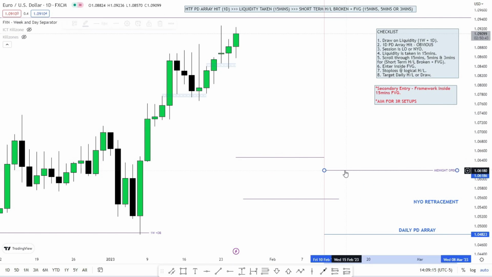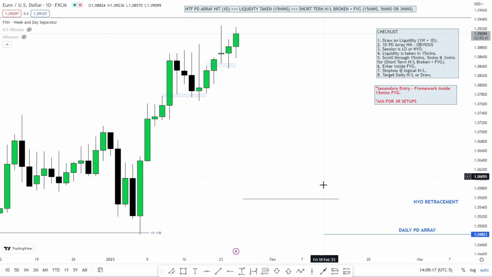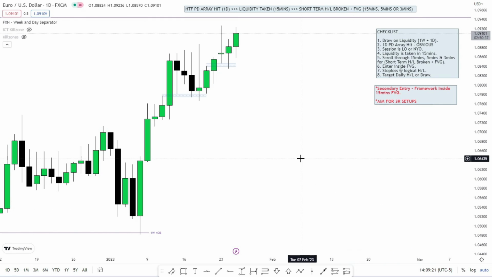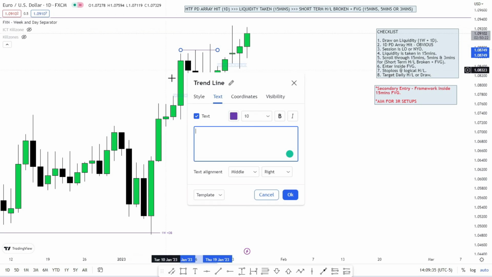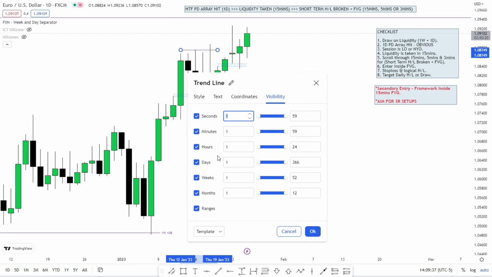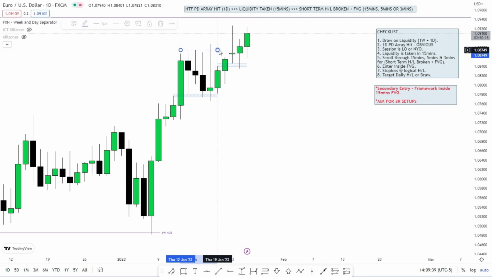Okay, so let's move on to the next thing. So the next thing, we have already determined daily PDRAs that are obvious, can clearly see them. So we also have these highs here, but we're not looking at them. Okay, maybe if we get down there, we'll look at them. Visibility is all over, so that's good. So we look at this high once it was taken out.